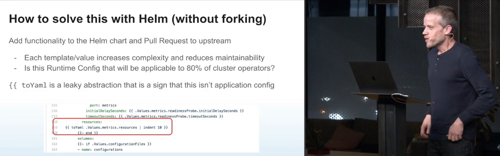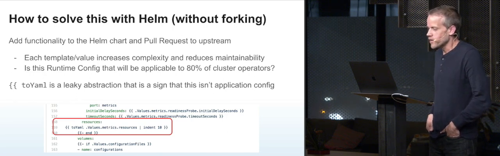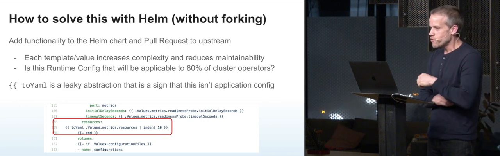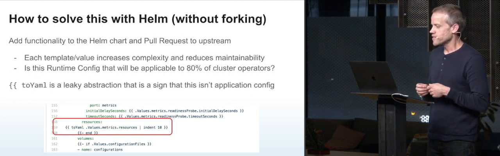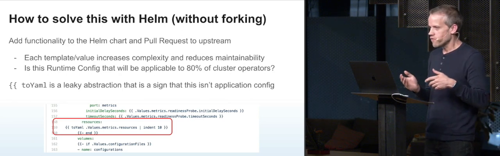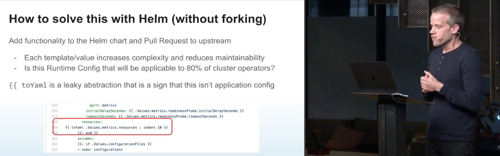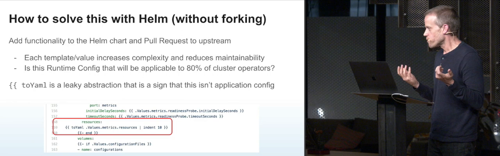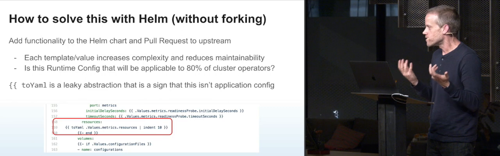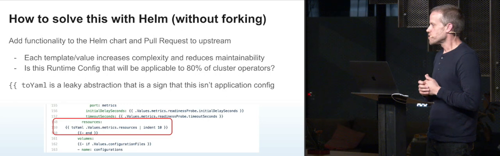So how do we solve it in Helm without forking? We can add functionality to the Helm chart and make pull requests to upstream, but should we? That's the question, right? Every template, every new configuration item we add increases the complexity and reduces the maintainability of a Helm chart. So we should ask, is this runtime config? If it's application config, the chart maintainer or somebody will have done that, or you should do it if it's not. If it's runtime config, is it something that's applicable to 80% of cluster operators? If 80% of people are going to want that as a configuration item, sure, let's pull request that in, let's make it something that everybody has available. If it's not, it doesn't really make sense to have all that custom config everywhere.